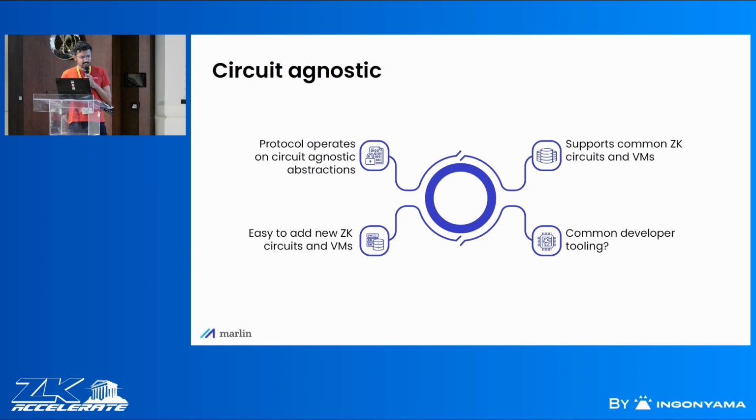The marketplace is circuit agnostic because the core protocol itself operates on circuit agnostic abstractions. They're just a bunch of smart contracts and interfaces that you can plug and play all of your popular ZK circuits and VMs and all that stuff into. And it's really easy to add. I just tried it with Jolt yesterday, managed to do it in an hour or two. Something we're looking forward to is some sort of common developer tooling that lets you evaluate all the popular ZK circuits and VMs there are for your application, make a comparison, benchmark, and pick the one that's more suited for your application.